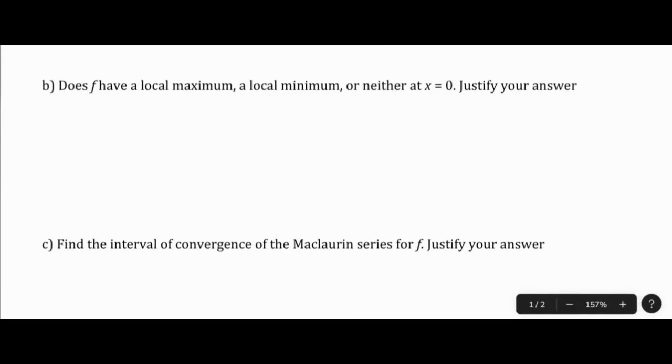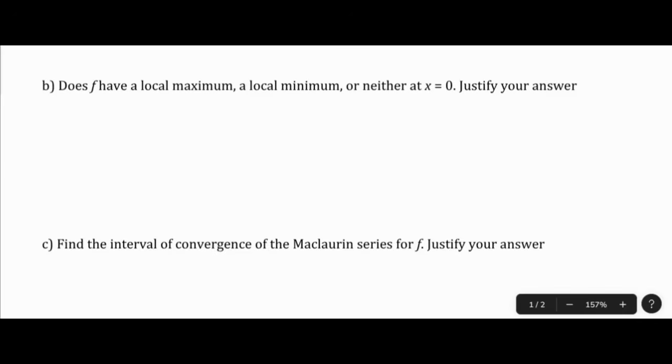Okay, so part B wants us to find if f has a local maximum, local minimum, or neither at x equals 0, and wants us to justify our answer. Now, to find a local max or min, there's multiple ways we can do this. I think we should use the second derivative test, since we already found the value for the second derivative in the previous question.